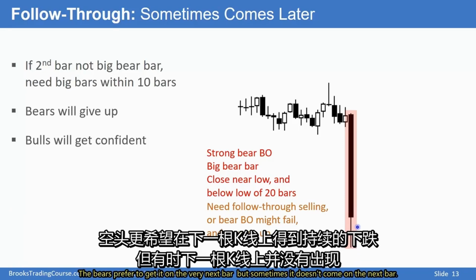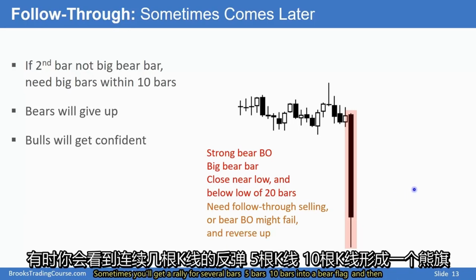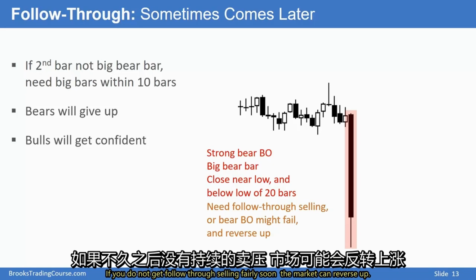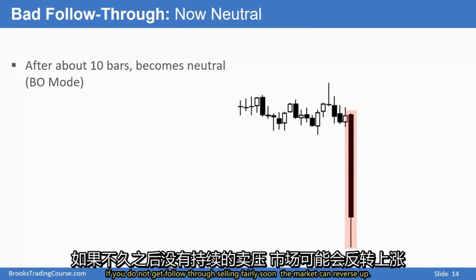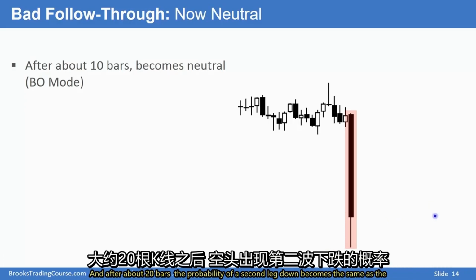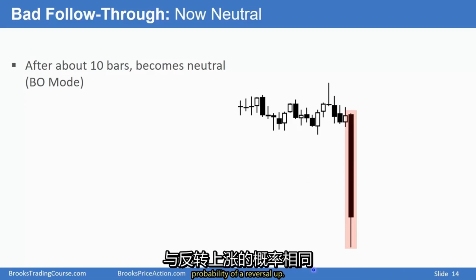The bears prefer to get it on the very next bar, but sometimes it doesn't come in the next bar. Sometimes you'll get a rally for several bars, 5 bars, 10 bars into a bear flag, and then you get the second leg down. If you do not get follow through selling fairly soon, the market can reverse up. If you go sideways for 10 bars, 20 bars, the probability of the bears getting a second leg down drops. And after about 20 bars, the probability of a second leg down becomes the same as the probability of a reversal up. The market becomes neutral.